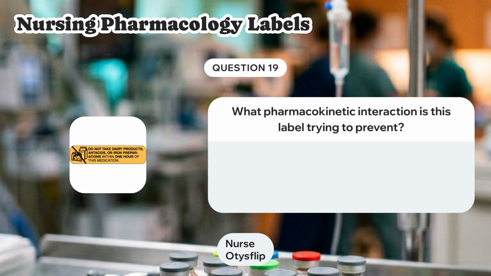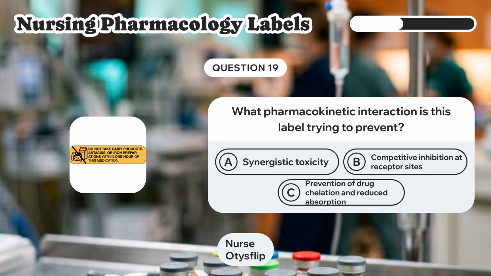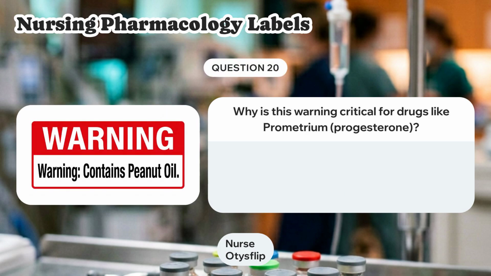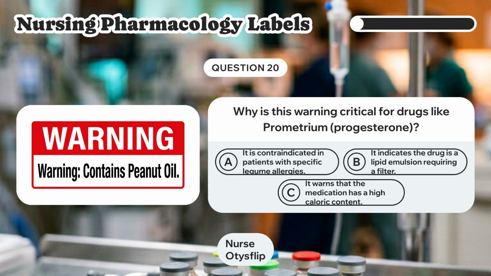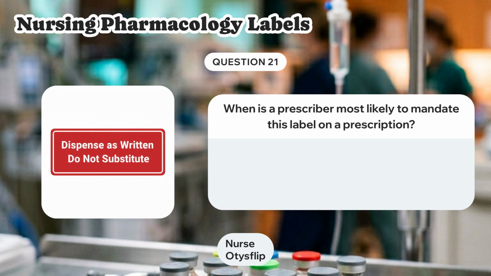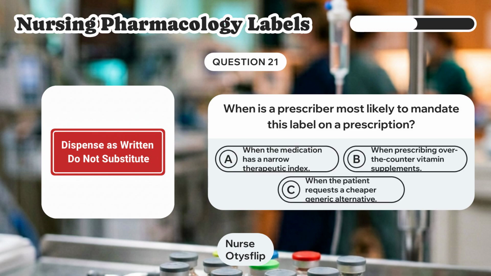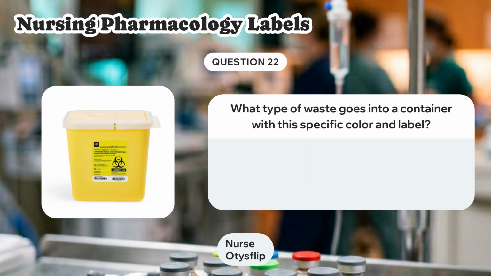What pharmacokinetic interaction is this label trying to prevent? Why is this warning critical for drugs like Prometrium, progesterone? When is a prescriber most likely to mandate this label on a prescription? What type of waste goes into a container with this specific color and label?